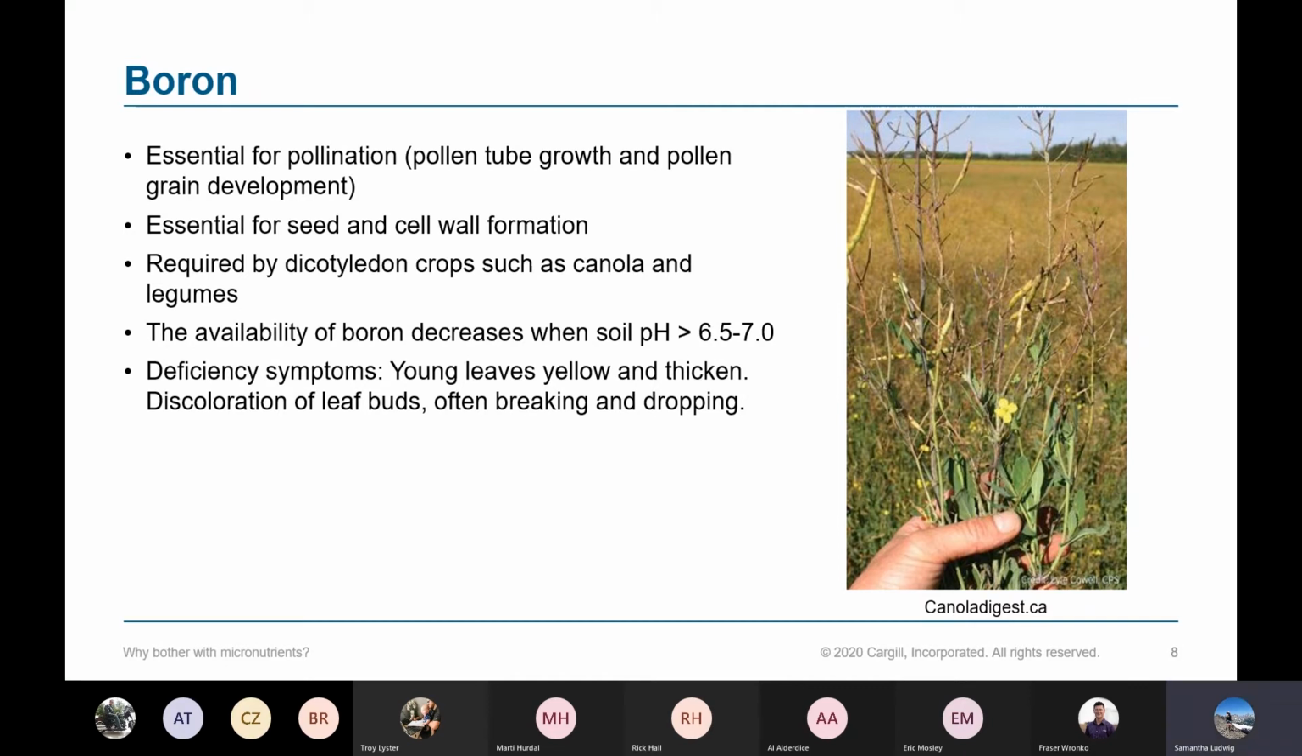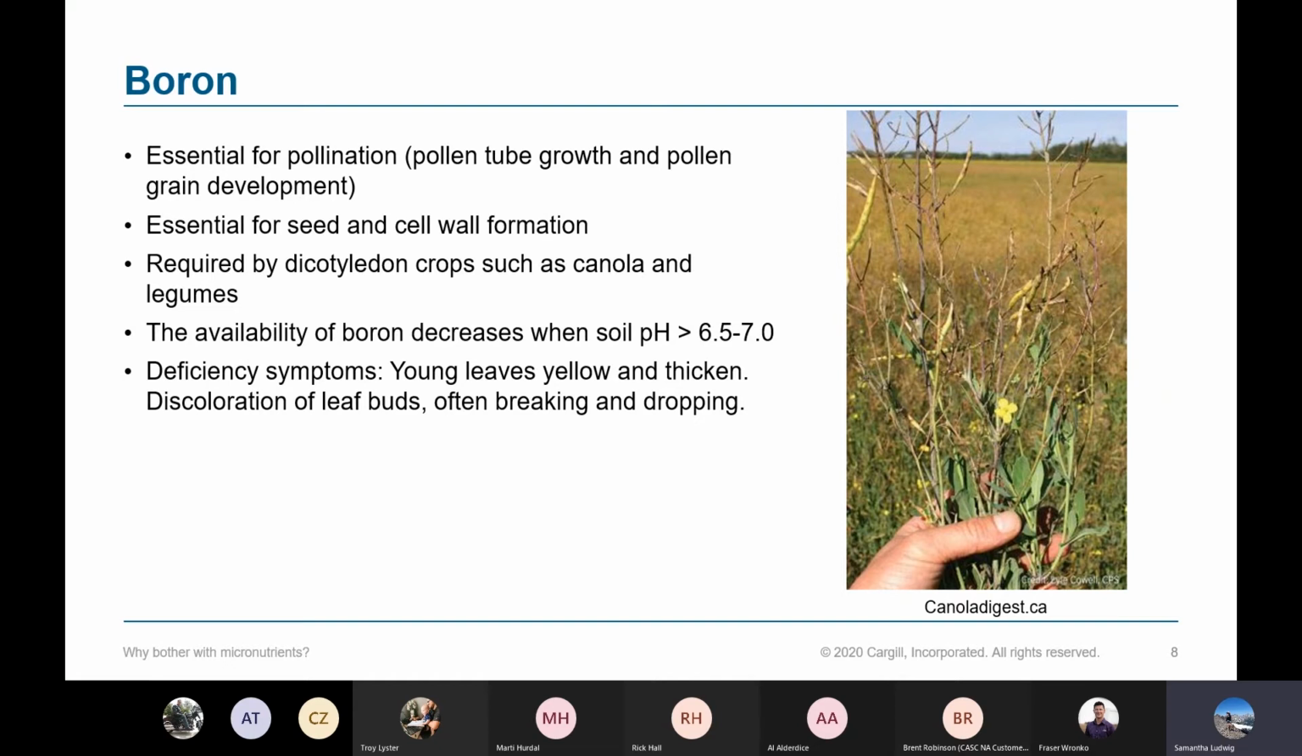And the deficiency symptoms of boron are typically seen at the top of the plants in the youngest leaves that will yellow and get thick. And you'll also have very obvious leaf discoloration, leaf bud discoloration and breaking off and dropping. So obviously, in the end, that can affect your yield.